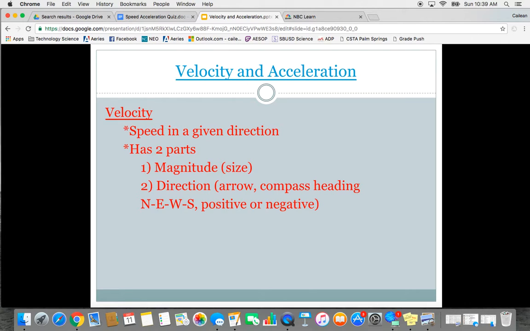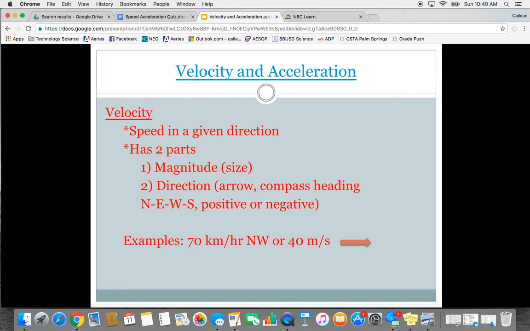So if you say a car is going 65 miles per hour, that's a speed. But if you say it's going 65 miles per hour north, that's now a velocity. Or if you have it in the positive or negative direction. So for example, 70 kilometers per hour northwest or 40 meters per second to the right.